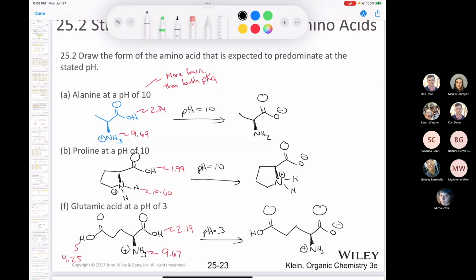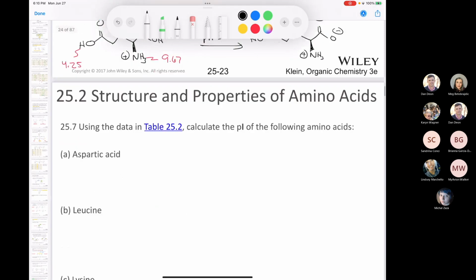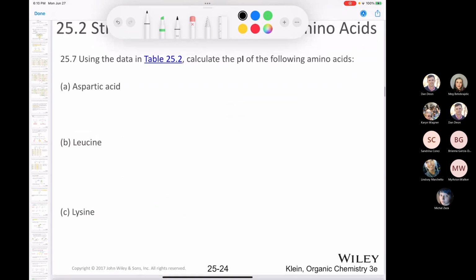All right. What do you think? Not too bad? Well, if you want to bring a calculator into the quiz to calculate isoelectric points, I don't have a problem with that whatsoever. It says use that same data table to calculate the isoelectric point of the following amino acids. I don't think we need to write out the structure of these. We just really need to look up their pKa values.